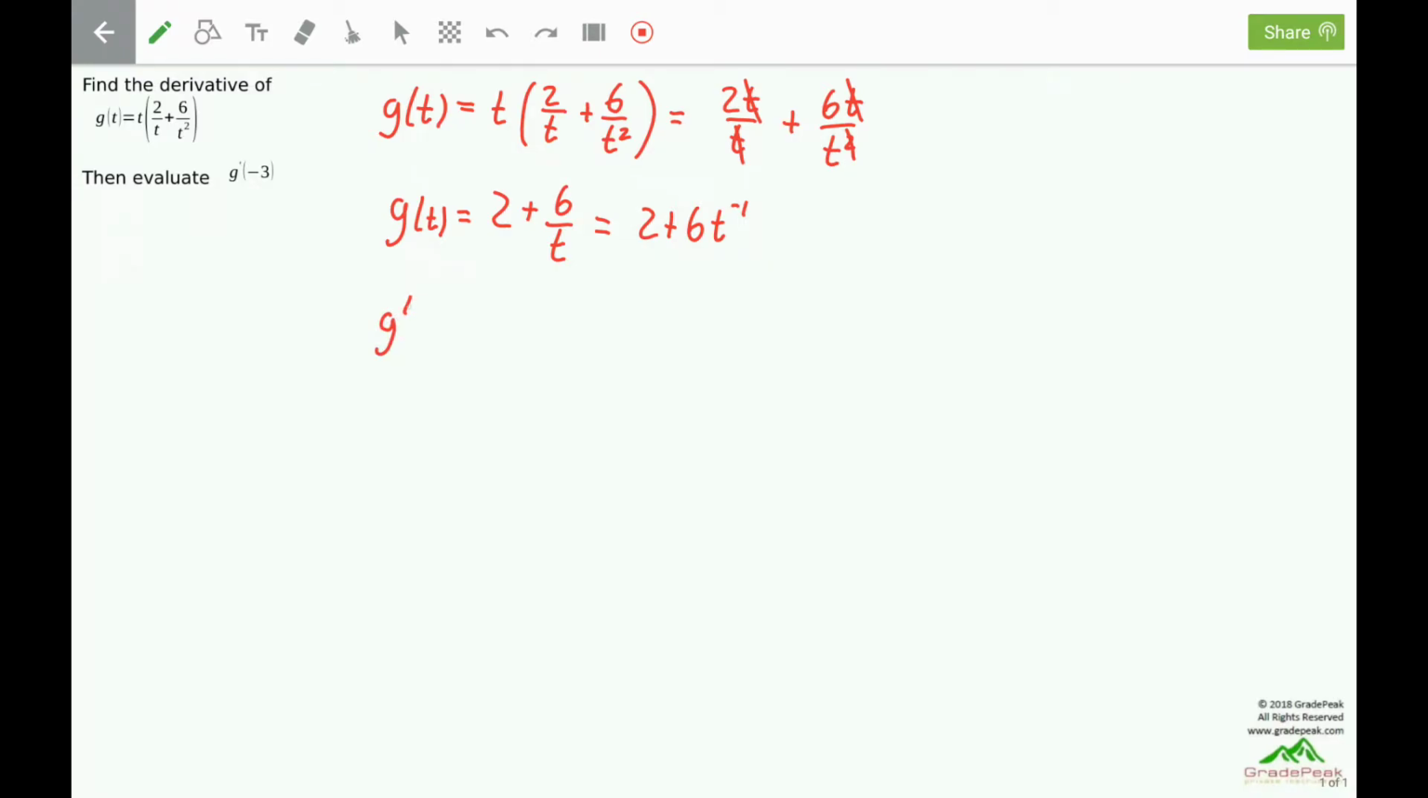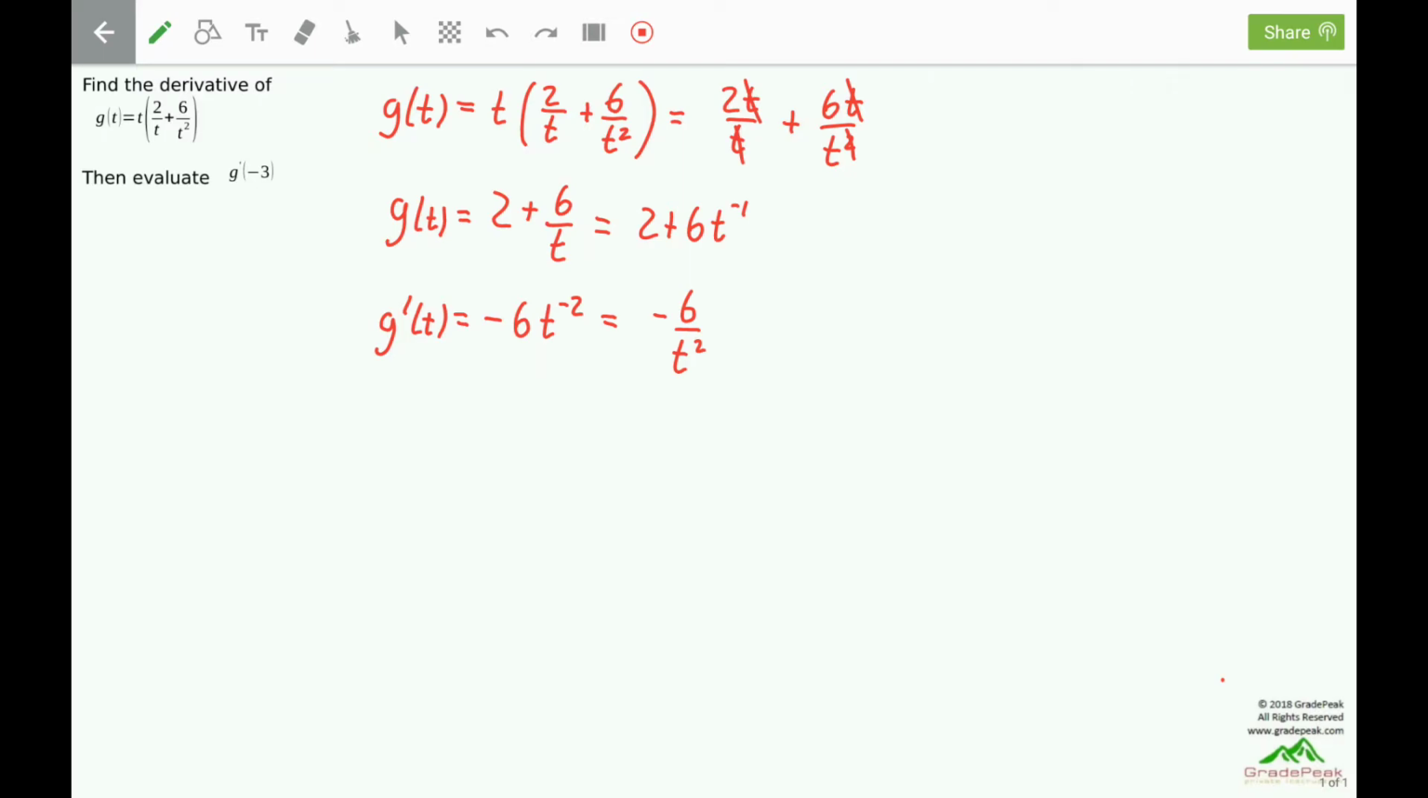Let's take the derivative. g prime of t is going to equal, the first term is a constant with no t's, so the derivative will be 0. The second term will follow the power rule: bring the negative 1 down, multiply with the 6. That will give us negative 6 t raised to the, let's subtract 1 from the exponent, minus 1 minus another 1 is a minus 2. Now since we have a negative exponent, we're going to move it to the other position. It's in the numerator right now, let's move it to the denominator. And we have negative 6 over t squared for the derivative.